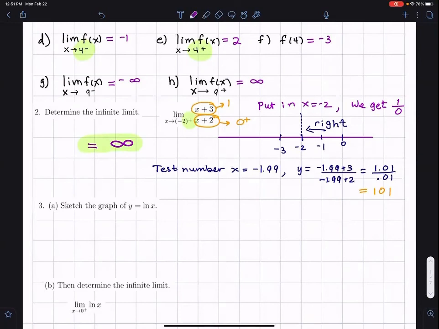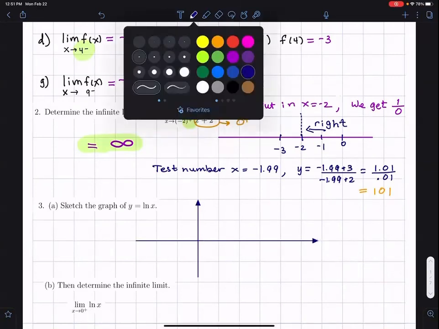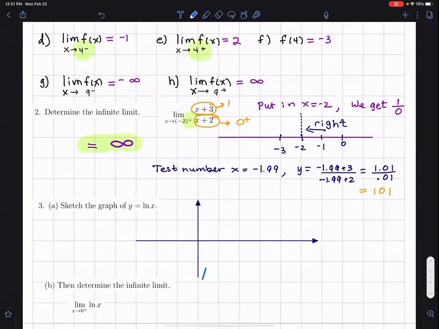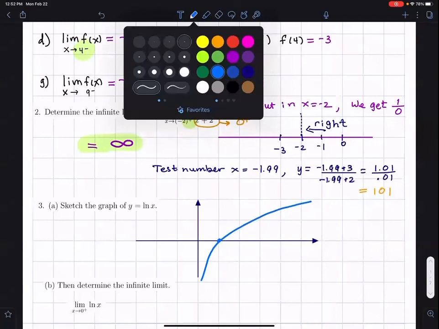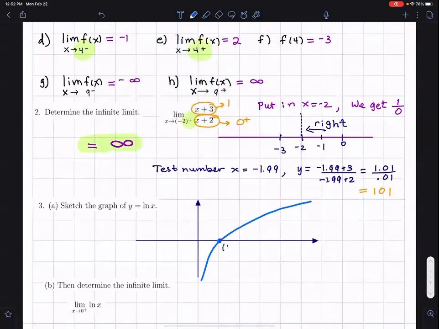For number 3, what I really am asking you to do, I think, is memorize this graph. Y equals ln x. It sort of depends on what your background is, whether your teachers before wanted you to know that one. The logarithm graph, if I had log base 2 of x, would look very similar. It has a very similar shape, and it will pass through the x-axis at (1, 0).